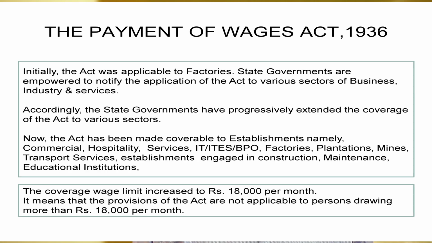Initially, the Act was applicable to only factories, but subsequently it has been extended to all activities of the business, including commercial shops and establishments and all other industries and business. Accordingly, the state government has progressively extended the coverage of the Act to different sectors. Now the Act covers all establishments, namely commercial or hospitality, ITS, BPOs, factories, plantations, mines, transport services, establishments engaged in construction, maintenance, education institutions, a whole lot of things.